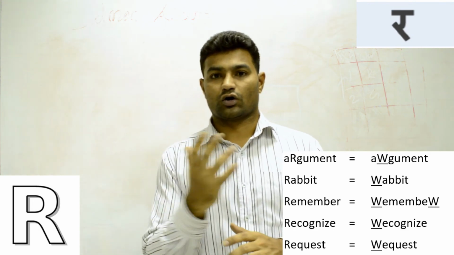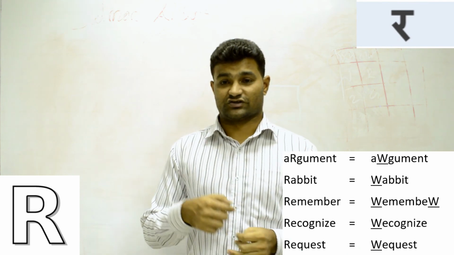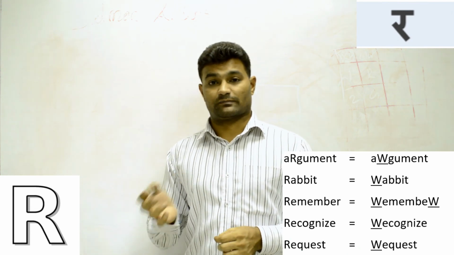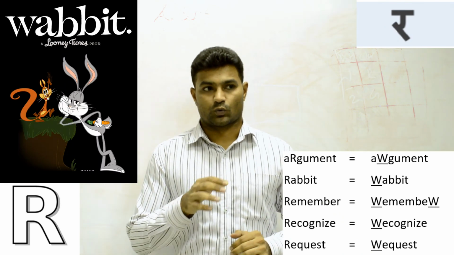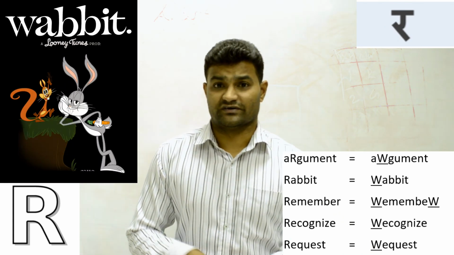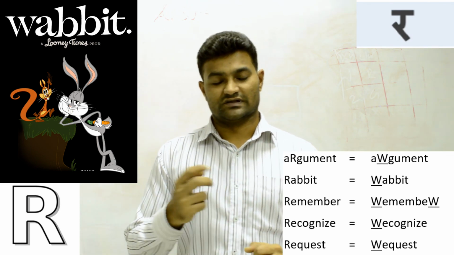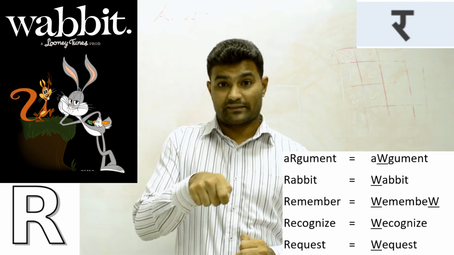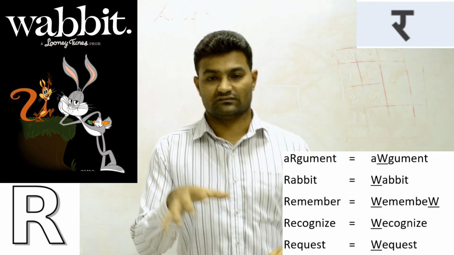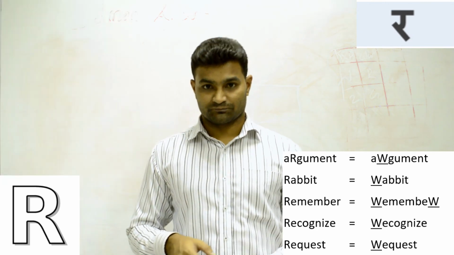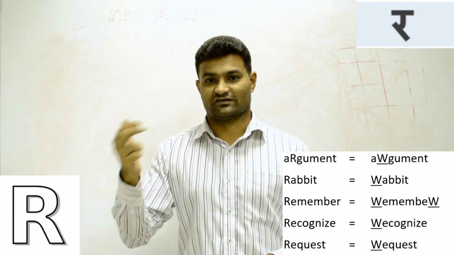Among many words, you can see that words starting with the letter "r" get replaced. Everybody knows about Bugs Bunny. We will say "rabbit" in the Hindi way, but if you listen to a native speaker, it will sound like "wabbit." They will speak "wabbit," not "rabbit," because this sound is not available in their tongue.